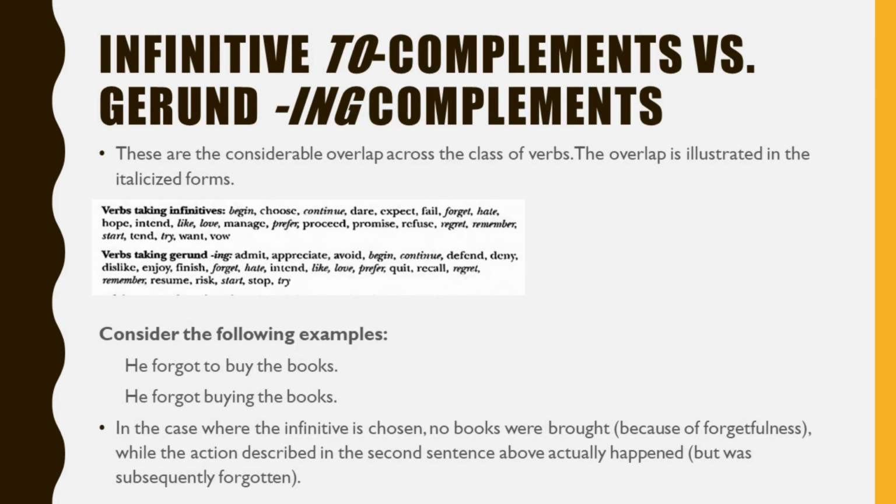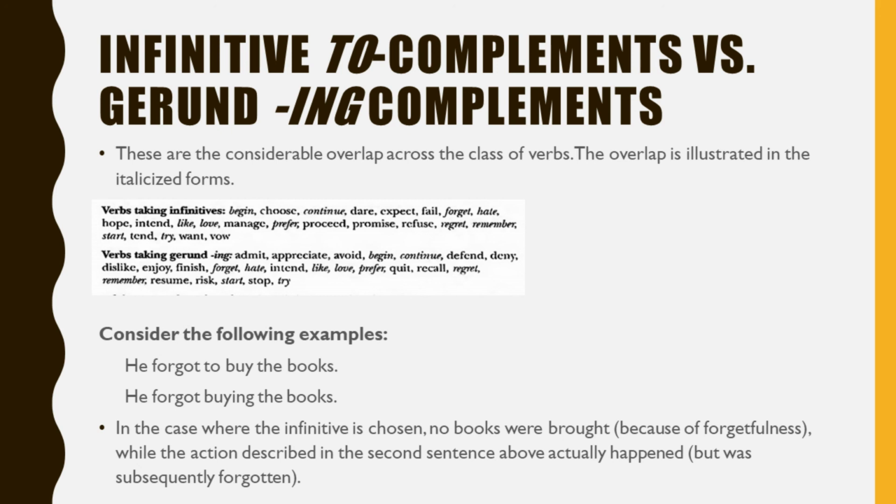So let's proceed to infinitive to complements versus gerund ing complements. There is considerable overlap across the class of verbs that permit subject control infinitive complements and those that permit gerund ing complements. The overlap is illustrated in the italicized forms in the list below. In many cases of overlap, there is a distinct meaning difference implied, one which is worth focusing on here and pointing out to learners.